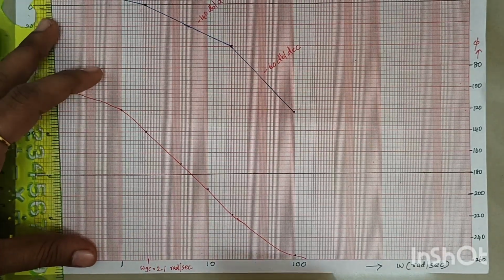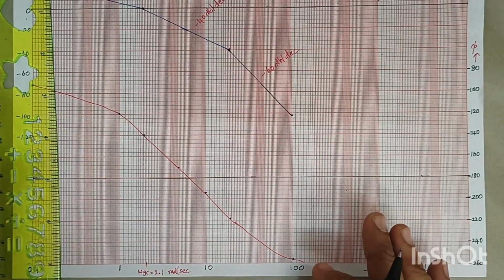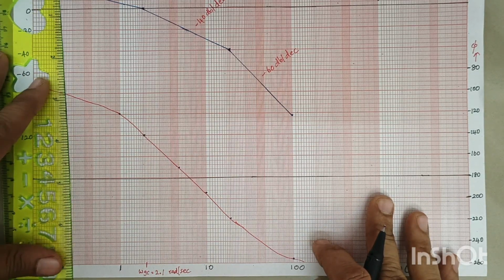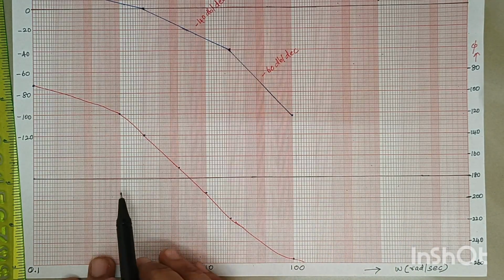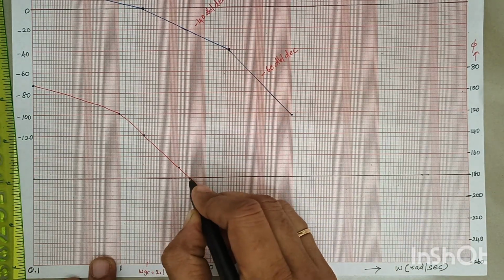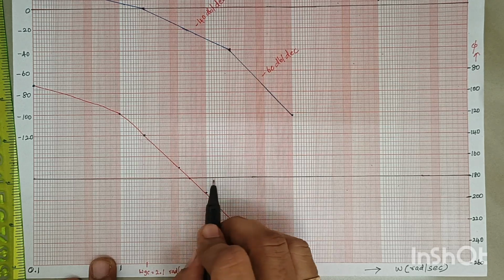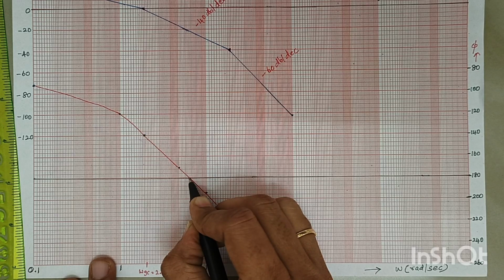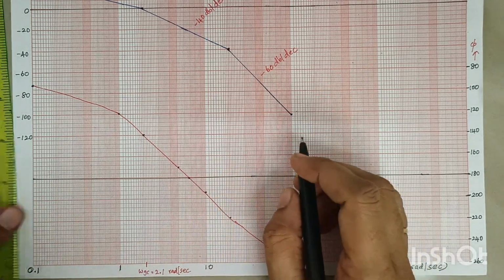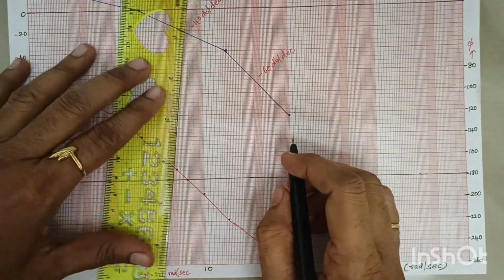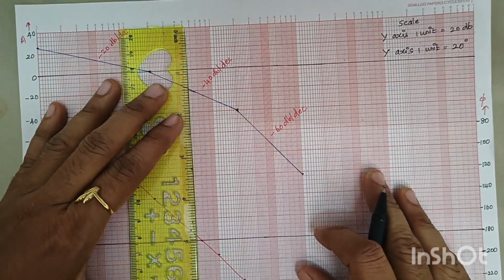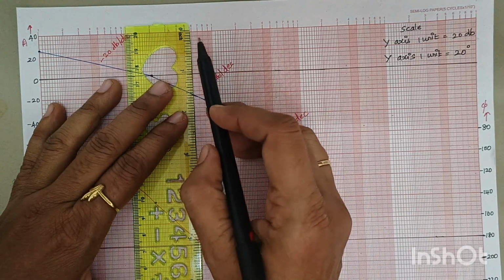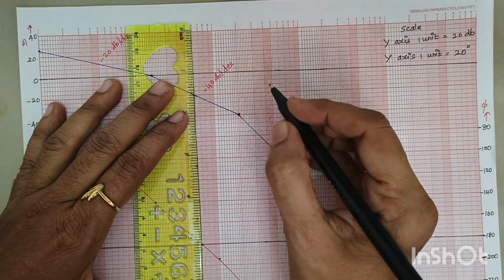Right. The next thing is we are going to find the phase crossover frequency. So phase crossover frequency is that particular point where our phase plot meets our minus 180 degree line. So this point exactly. Now we are going to find the value here. Again, just keep a scale over here. You see, when you keep the scale and when you observe, it is approximately 6 point something.